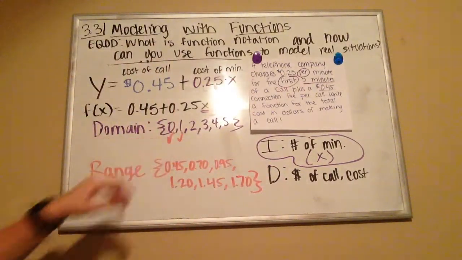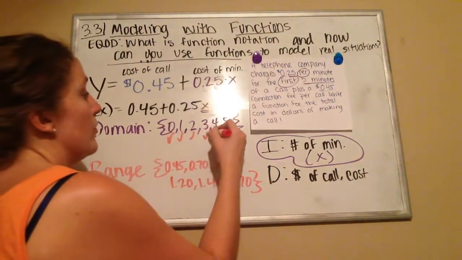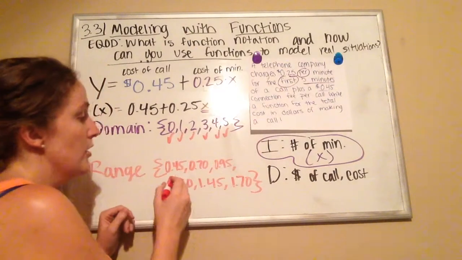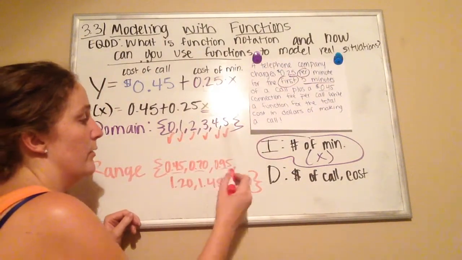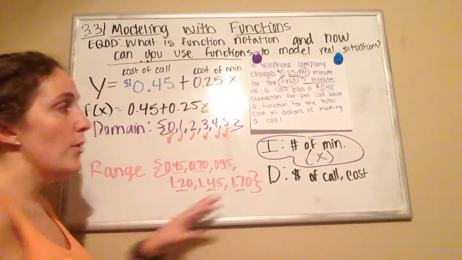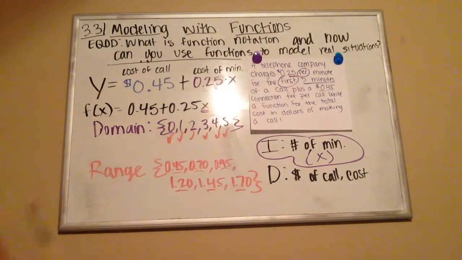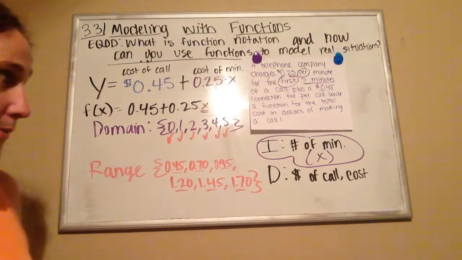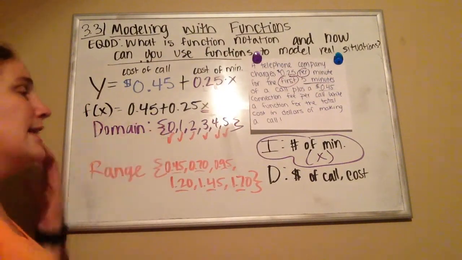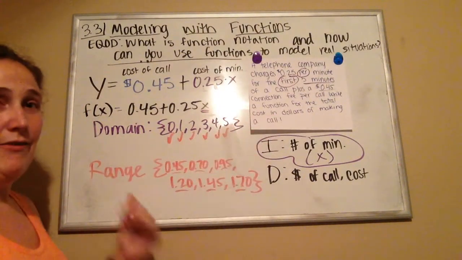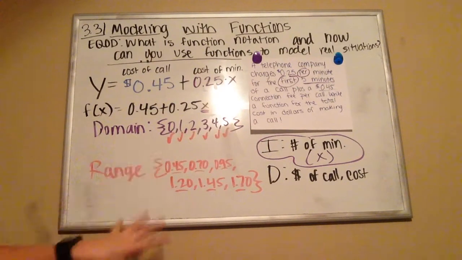So domain is all of our possible x's, and range is all of our possible y's. In this case, it wouldn't have made sense to use an x value that was bigger than 5 because they don't charge for more than 5 minutes. Also, it doesn't make sense to use a negative number. You're never going to call for a negative number of minutes. So we have to make sure that when we're picking these things, we're choosing a reasonable domain and range.